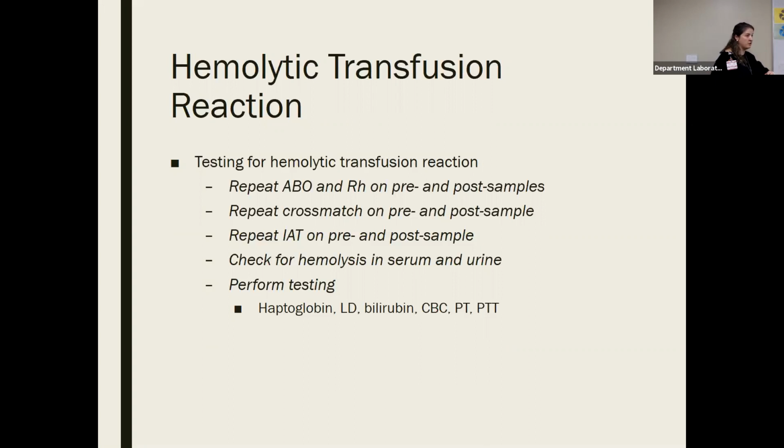Everything has to match. And then that post sample, once we get it, we are also going to do, of course, our ABO RH. We're going to do our IAT. We'll repeat it on the pre-sample, perform it on the post-sample. I like to say whatever test was performed on the pre-sample, you do it on the post-sample. You treat those samples the same, okay?